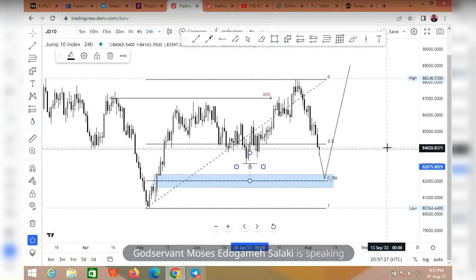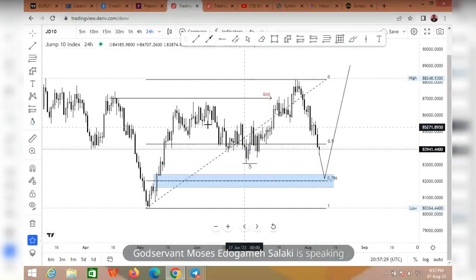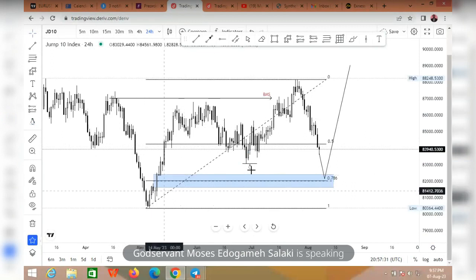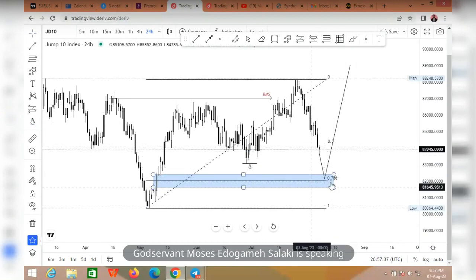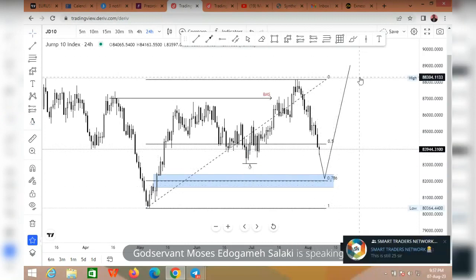All right, the 1 hour principle. It's not really a 1 hour principle. If you have a daily point of interest, allow price to come there, then allow a 1 hour break of structure to happen. Then you can just join it and go. That's all.